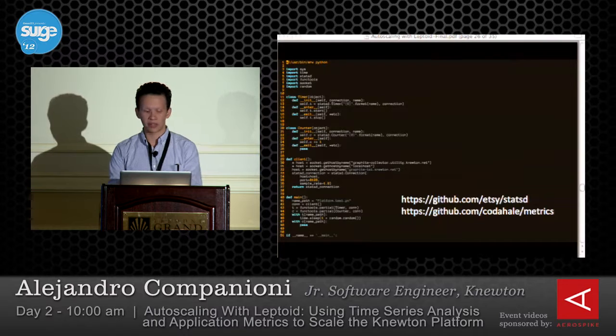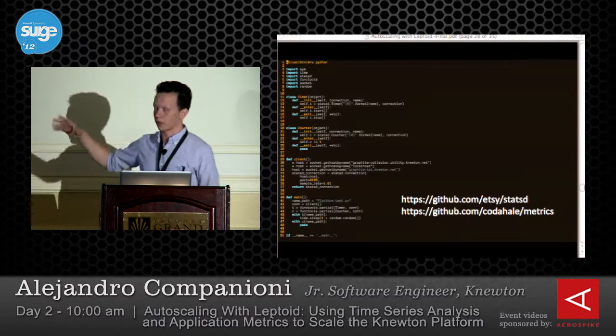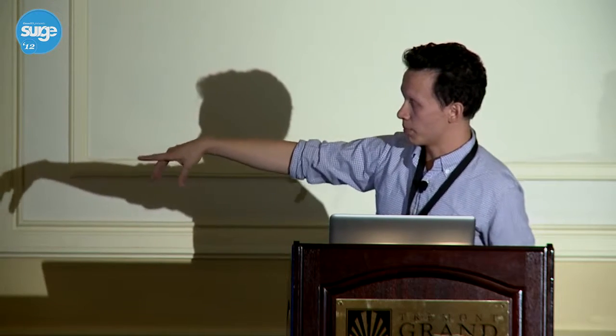And so I'm actually going to go ahead and show you some of the things that we've done as a result of working on Leptoid. And first, I want to thank everybody on the systems team at Knewton. So Dave, Danny, Devin, John, Peter, Solon, and Tim, they were all really helpful, especially Dave and Peter in trying to help me get spun up on autoscaling as a problem and writing Leptoid.